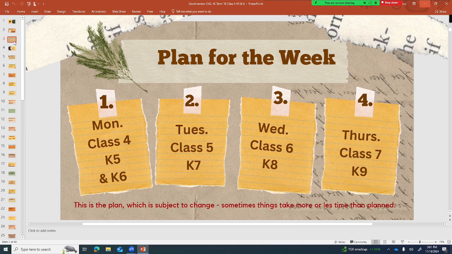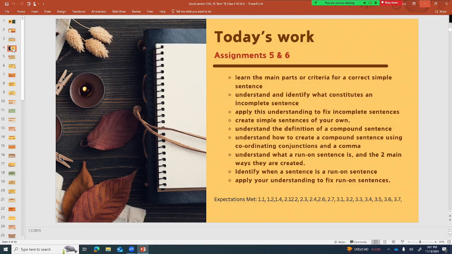Okay, so this is my rough plan for the week. There is no guarantees things happen. The plan for today is that we're going to go through assignment 5 and 6. Tomorrow I think we should get through assignment 7. Wednesday we should be able to get through assignment 8. And then Thursday we should be able to get through assignment 9. That's the plan anyways.